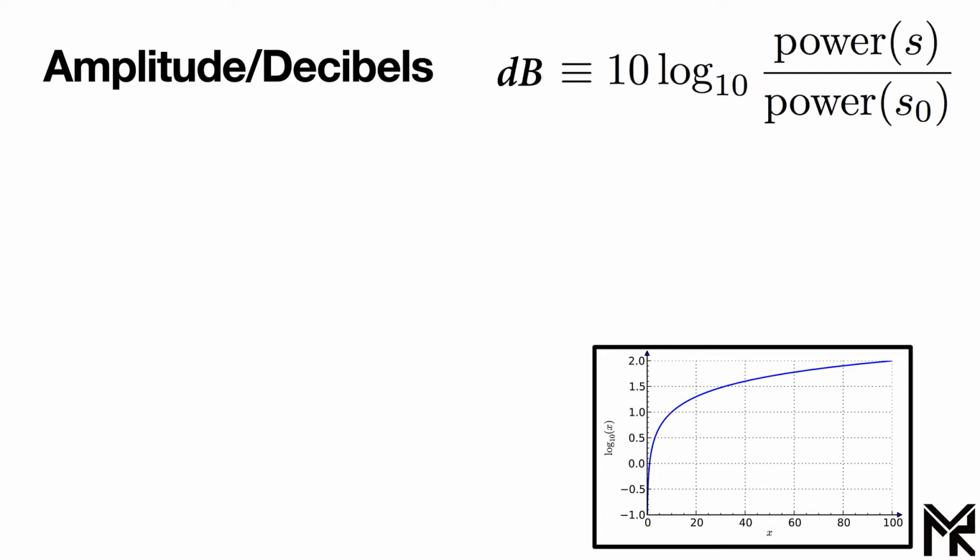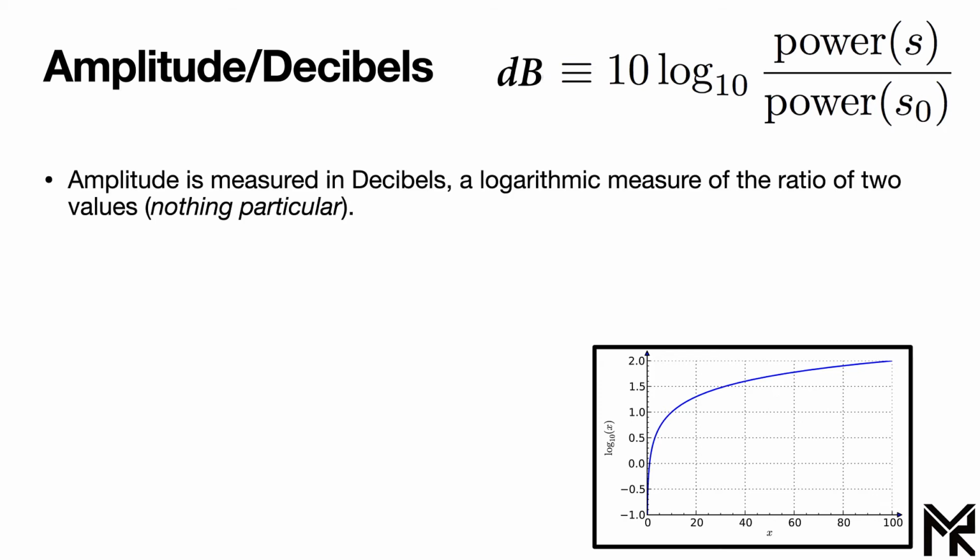So the way we get around this is we use a scale called decibels, which is defined as dB equals 10 times the log base 10 of the power of some signal divided by the power in some reference signal, where that ratio is inside the log base 10. Amplitude itself is measured in decibels, which is, once again, a logarithmic measure of the ratio between two values.